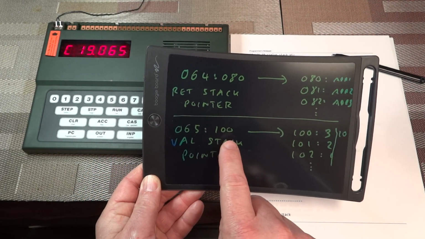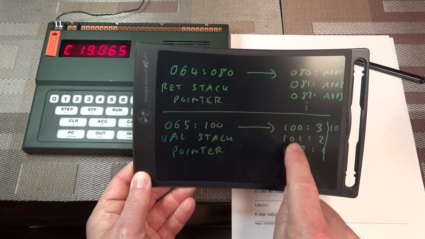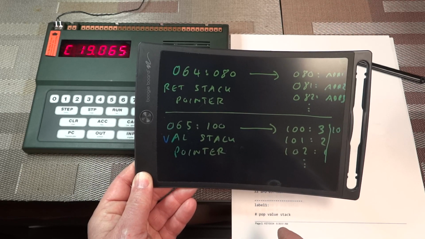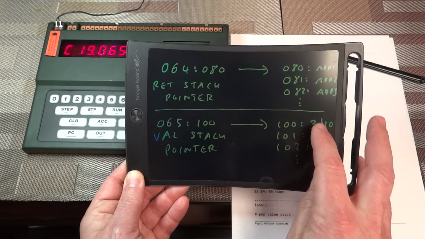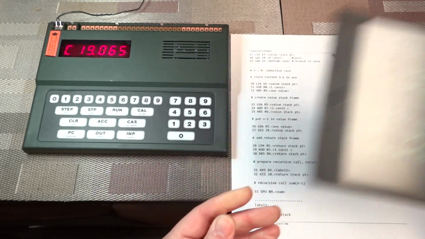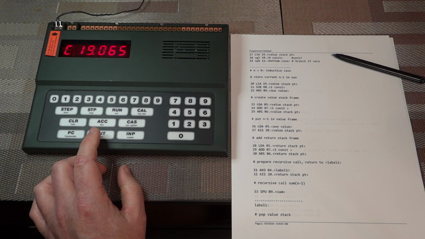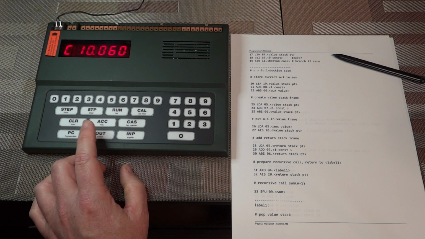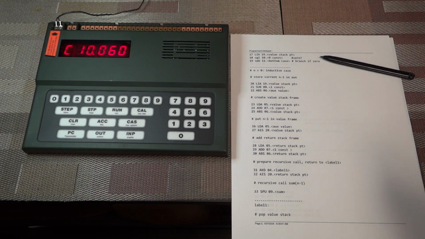And 65 is of course the value stack pointer, and it points to either of these, 100, 101, 102, depending on how deep we are in the nesting of the recursive calls, right? And it loads the appropriate n value. So now we have the n value from the value stack in the accumulator, sorry. And we are going to check if it's 0, right?